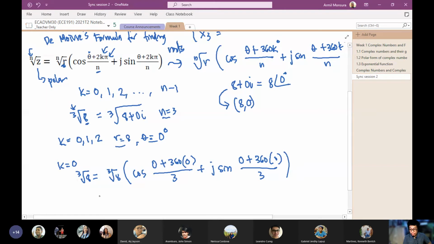Okay. Now, to what value does this evaluate to? Obviously, this one is 0, so this is cosine of 0. What is cosine of 0? 1 po. And this is obviously sine of 0. So, what is sine of 0? 0. So, therefore, this evaluates to, again, cube root of 8. Yung real part nito, yung cube root of 8 is basically 2, times cosine of 0 is 1, plus J times sine of 0 is 0. So, that should give you 2. And that's the first root, that is your x1.